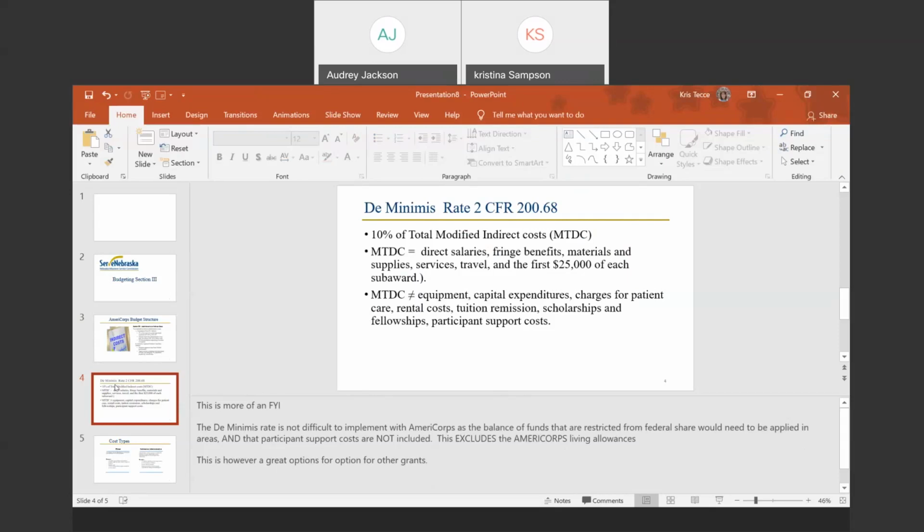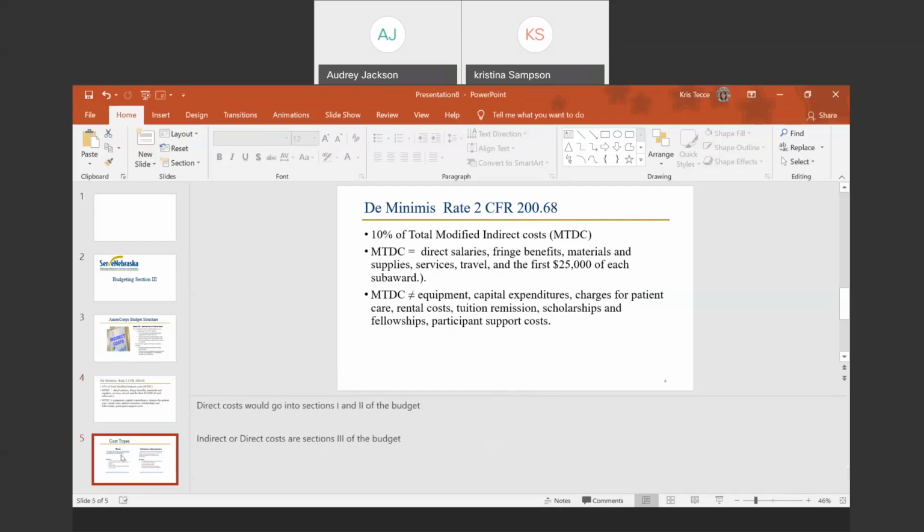So again, this is more of an FYI, due to the fact that to get the modified total direct cost, you have to exclude Section 2 and the member living allowance, this rate is actually less than the total rate that is allowed in the AmeriCorps regulation. So again, this is more of an FYI and an explanation of why this rate is not used prevalently across AmeriCorps.